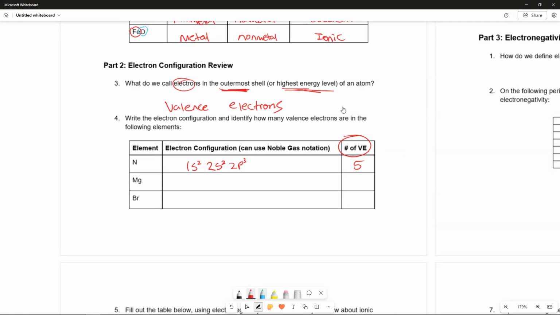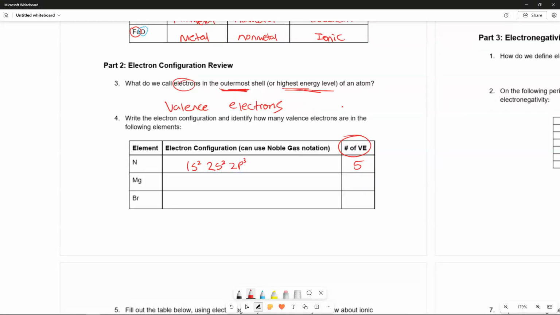Or you could also look at the highest energy level. We have 1, we have 2, and we have 2. 1 versus 2, 2 is higher. So we're only going to look at the ones with the 2s. Then if we look here, we have 2 electrons and 3 electrons. Add those up and you get 5, which is the same as that.